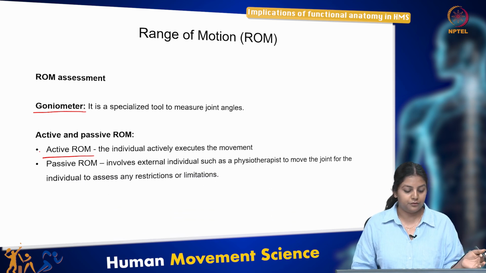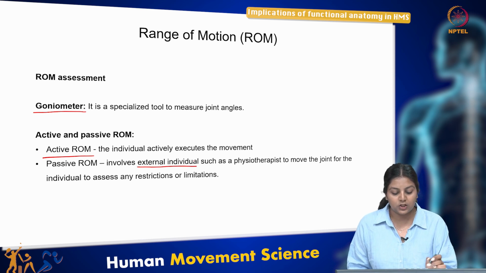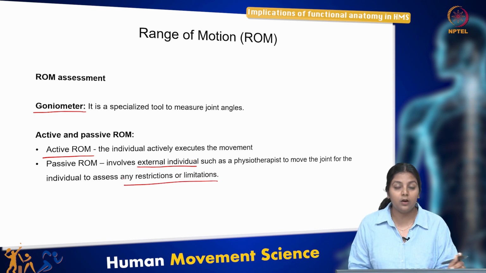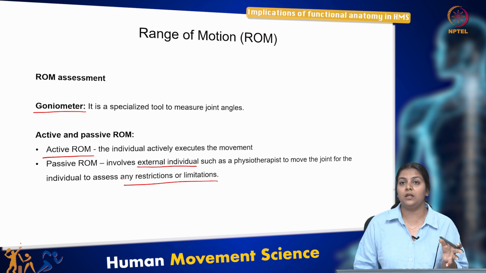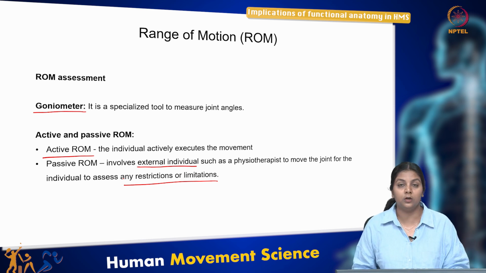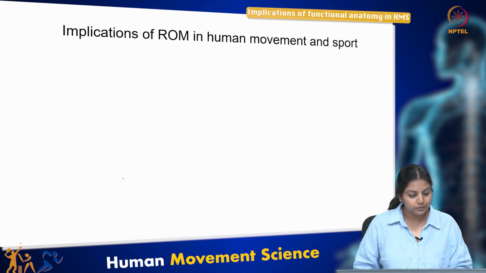Whereas passive range of motion usually involves an external individual such as your physio or your doctor that moves the joint to assess any restrictions or limitations. So if you need to assess any restrictions or limitations, usually your physio or your doctor would apply some kind of an external force or might look at just plain passive range of motion.